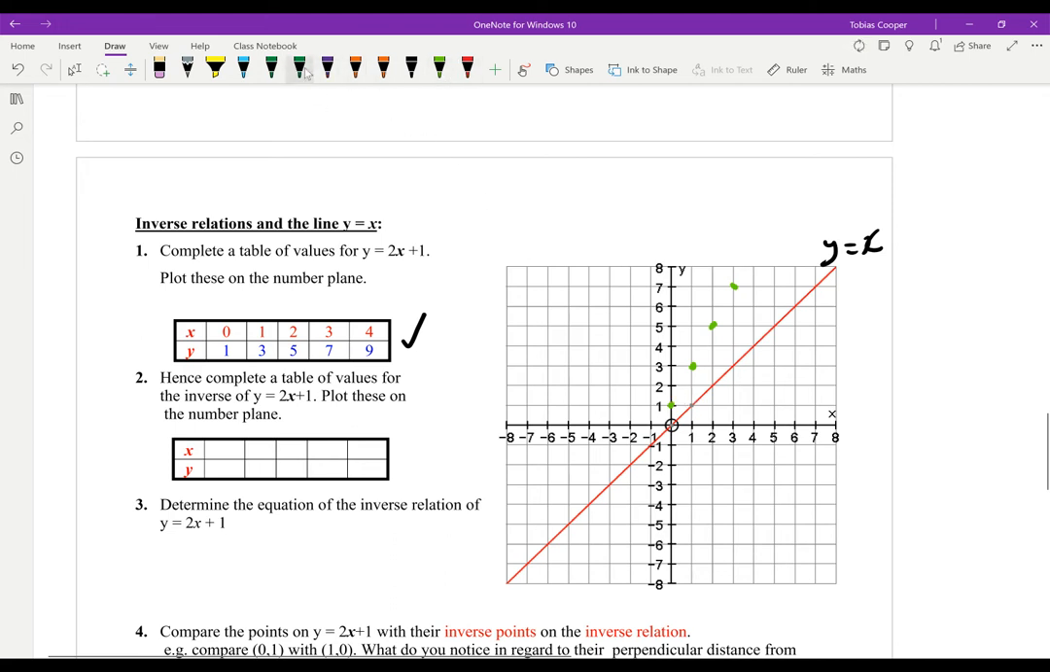Should we do a different color? And do solid green. There we go. So we're just going to draw a line through these points here. There we go. That should go through those points there. Okay, so that's my line y equals 2x plus 1. So let's label that.